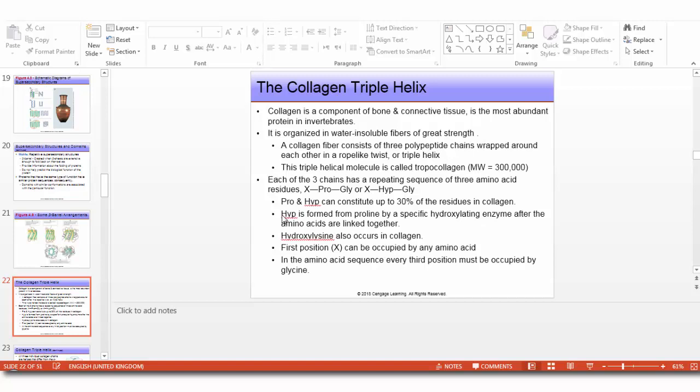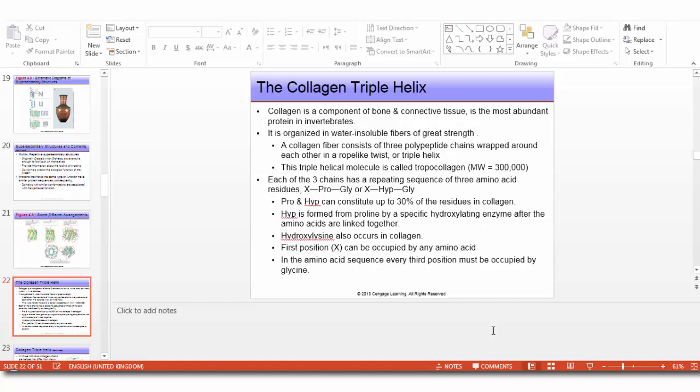Each of the 3 chains has a repeating sequence of 3 amino acid residues, X-proline-glycine or X-hydroxyproline-glycine. Proline and hydroxyproline can constitute up to 30% of the residues in collagen. Hydroxyproline is formed from proline by a specific hydroxylating enzyme after the amino acids are linked together. Hydroxylysine also occurs in collagen. The first position X can be occupied by any amino acid. In the amino acid sequence, every third position must be occupied by glycine, so glycine accounts for about 33% of collagen residues.